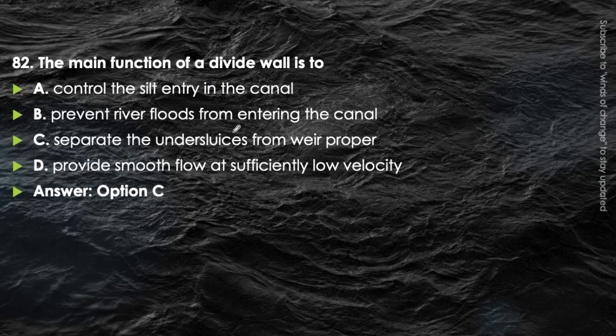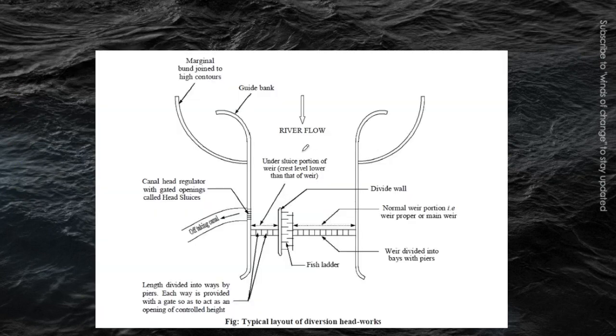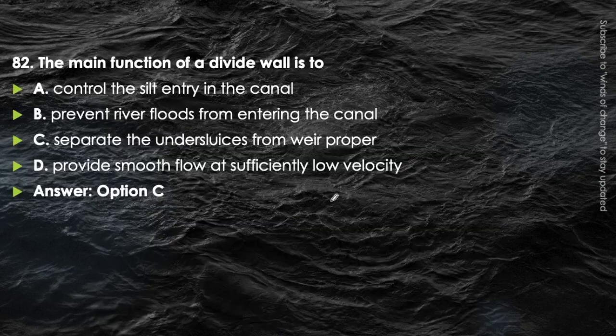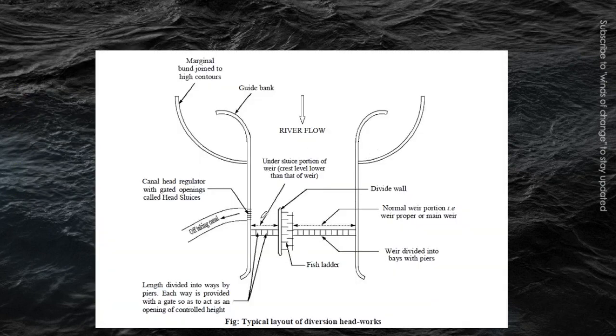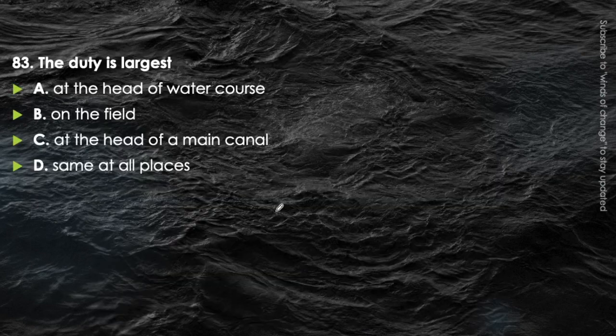It will separate the under sluices from the weir proper. Okay, in this case you can see here, this is the divide wall which is provided. Now on the left side where there will be canal, here we have to raise the water level. So under sluices are being provided here, and at this side this will be the normal weir portion, the weir proper. Here we will not provide under sluices, so we will separate these two, that is under sluices from weir proper, using a divide wall. Okay, got it. So next question.